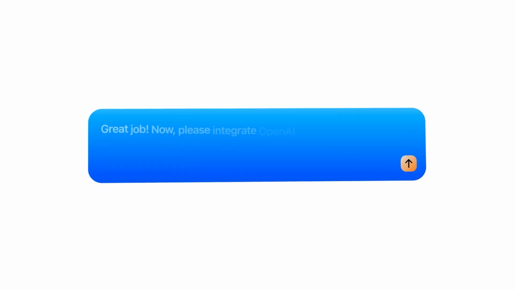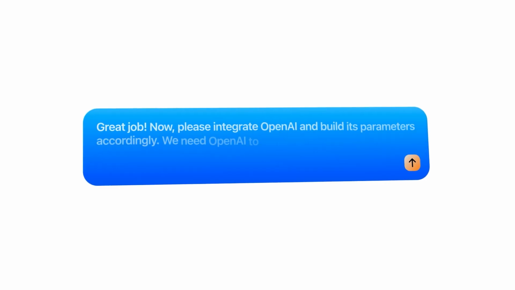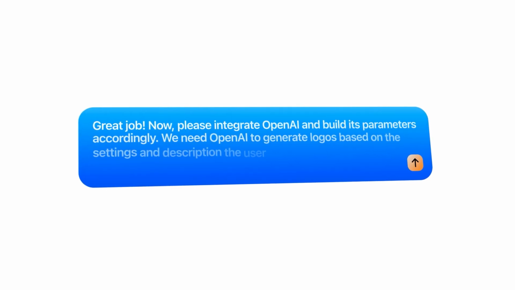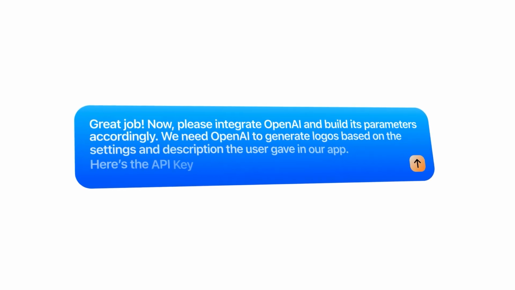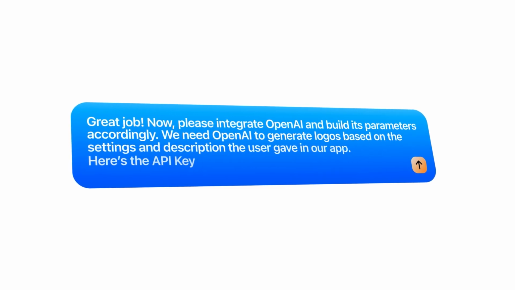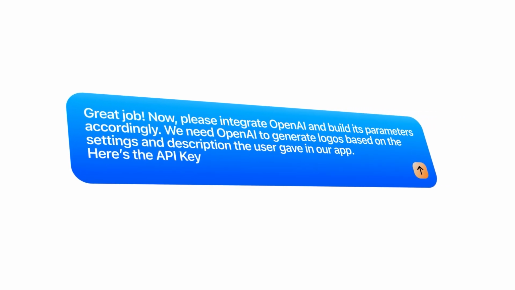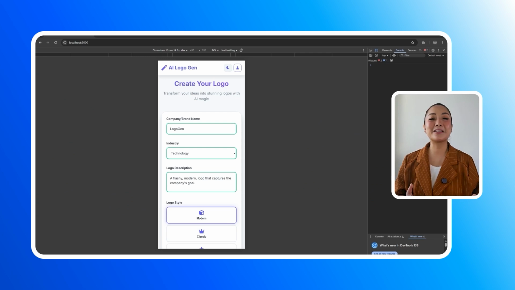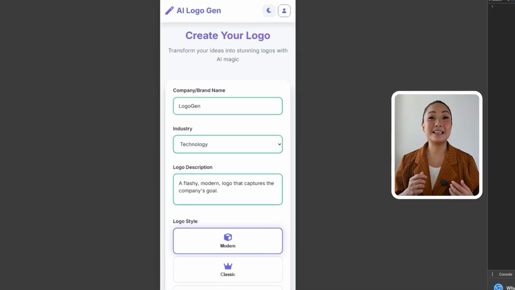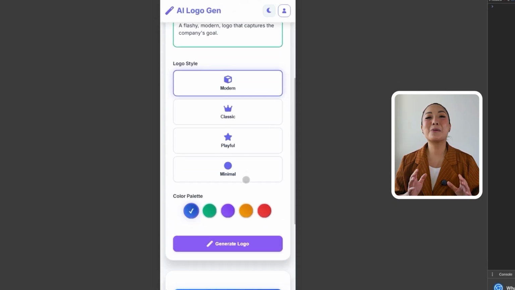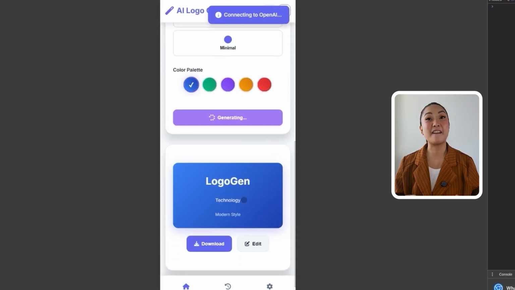Let's tell Cursor, great job! Now, please integrate OpenAI and build its parameters accordingly. We need OpenAI to generate logos based on the settings and description the users gave in our app. Here is the API key. From here, the groundwork we laid earlier connects directly into the engine that produces the logos. The fields aren't just empty boxes anymore. The name, the industry, and description, all of it gets passed into OpenAI. And instead of just staring at a layout, we're about to see the app produce something for real.